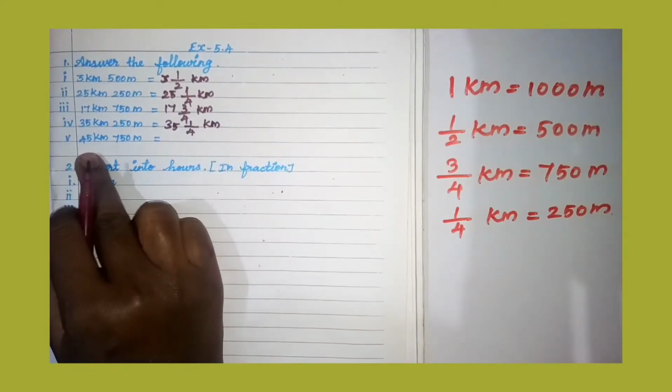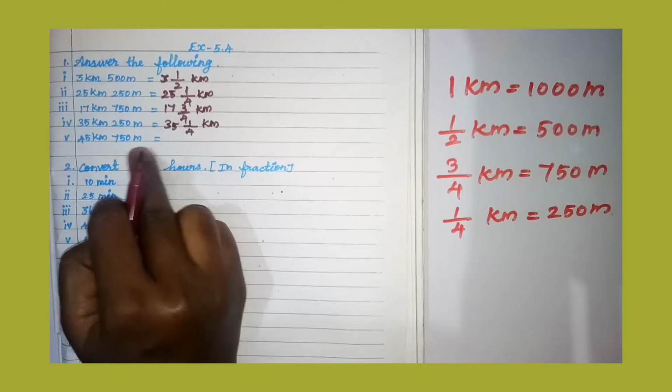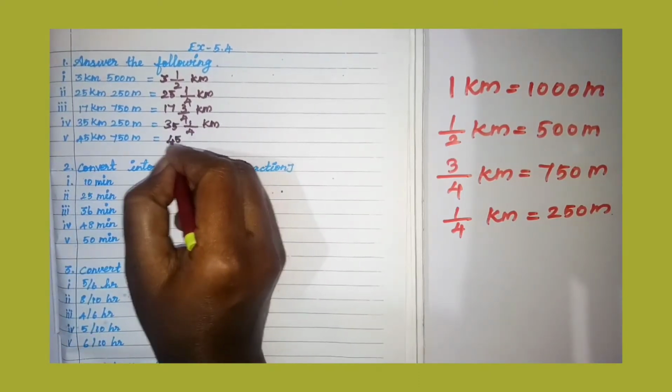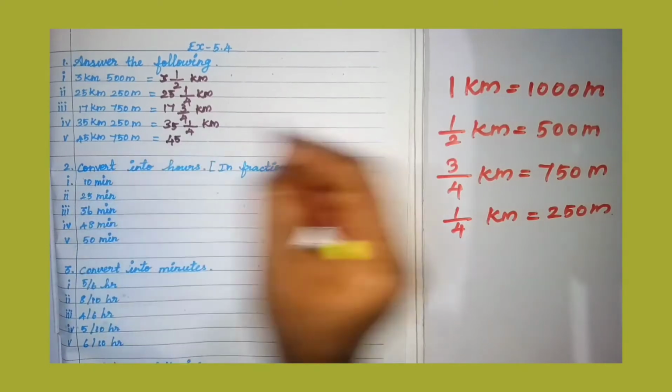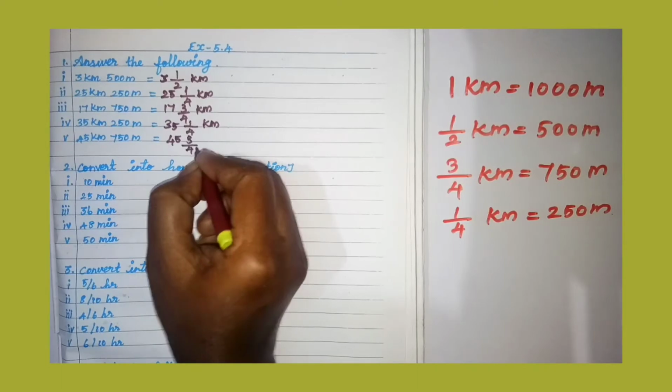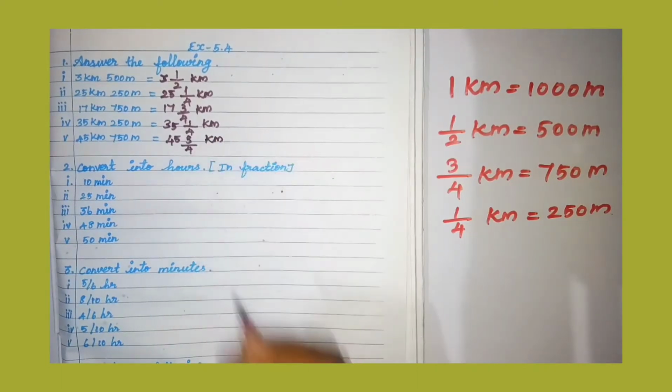Next one, 45 kilometer 750 meter. So 45 first value, kilometer value we write. Next value 750 means 3/4. So we write 3/4 kilometer.